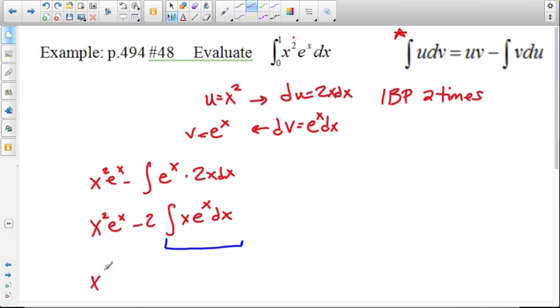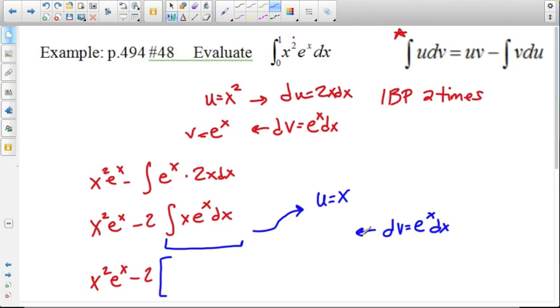So we're going to repeat the process, just like we did in the earlier example. And whatever we get for the answer for the repeated process, we're going to put in here. So looking at that, we're just going to again follow with our same pattern here. Our u is going to be our polynomial x. Our dv is going to be e to the x dx.